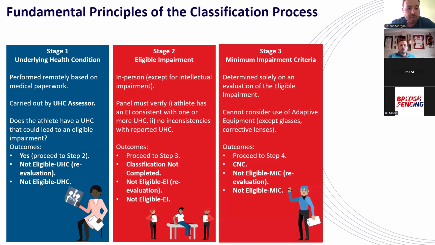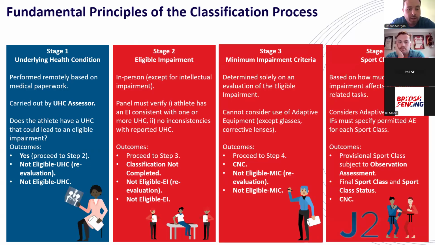Stage 3 is an assessment of the minimal impairment criteria. So each sport's classification rules set out what the minimal impairment criteria is for that sport. And this stage assesses solely based on the eligible impairment and assesses the athlete to see if they meet the minimum impairment criteria for that specific sport. And if they do, they will then move on to stage 4.